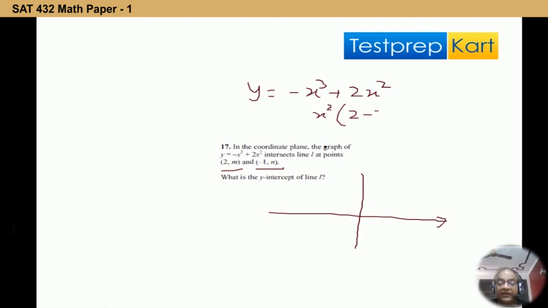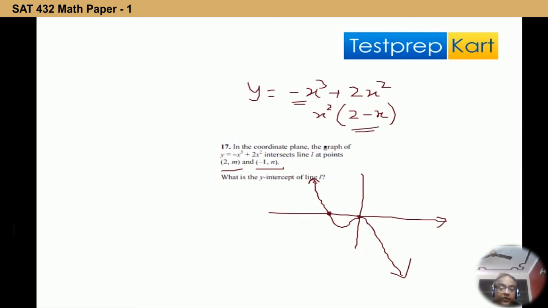So x squared times 2 minus x, correct? If I take x squared common, it will be 2 minus x. So the graph will be cutting here at 2 and here at 0, and because this is negative x cube, the graph will be something like this, approximately. Graph will be like this, correct? In fact, the graph will be something like this, not this one, because it is intersecting at 2 and 0.